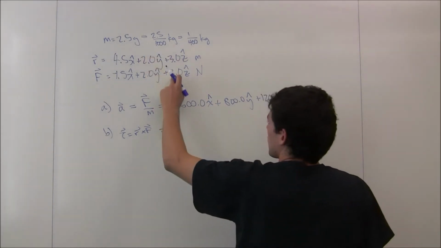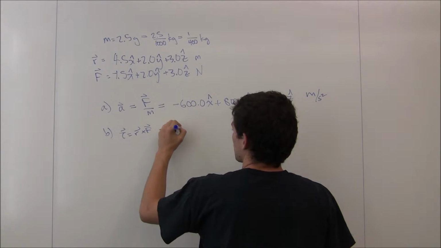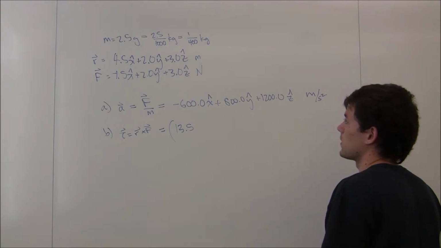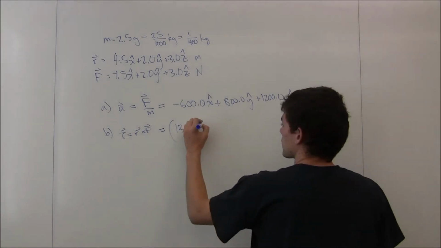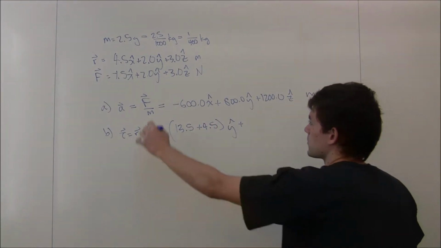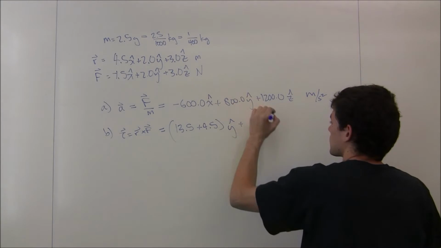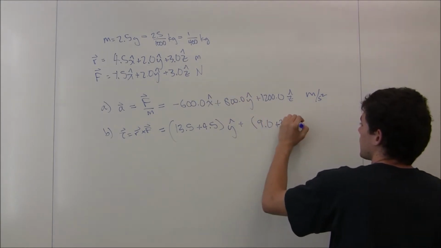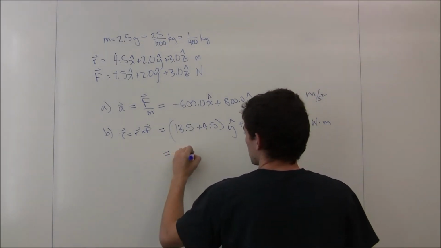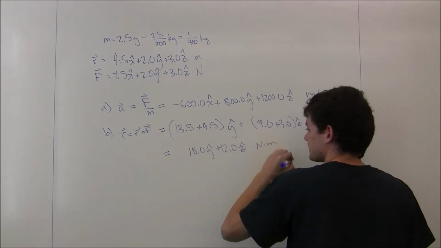Y hat is going to be 3 times 4.5, which is just 13.5, minus 3 times negative 1.5 is minus negative 4.5, so plus 4.5 y hat, plus, and then for the z hat term, we're going to have 4.5 times 2 is 9, 9.0, minus a negative 3, so plus 3.0 z hat, and this is going to be in newton meters. And so this is going to come out to be 18.0 y hat plus 12.0 z hat newton meters.